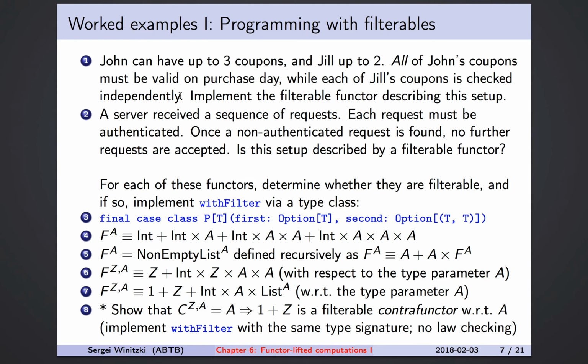And then the condition of a coupon being valid is an arbitrary condition, which is a predicate, a function from coupon type to Boolean. And we're going to filter our container using that condition, and the result will be a container having all valid coupons, according to the logic defined here.